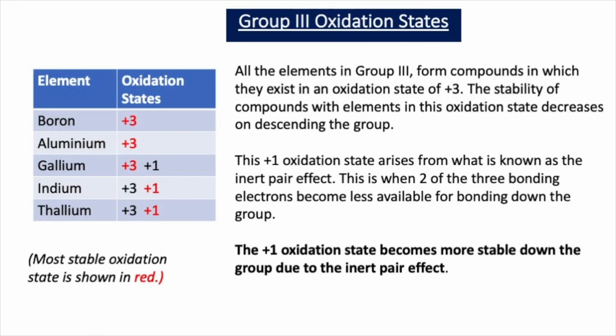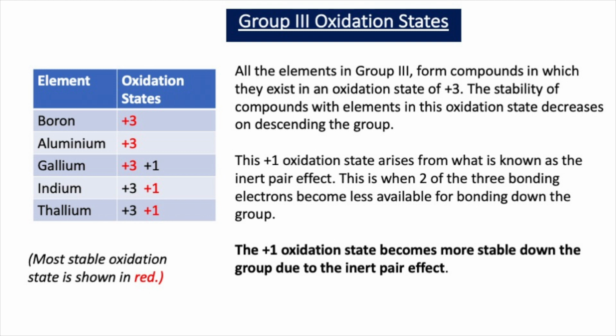Now, all the elements in group 3 form compounds in which they exist in an oxidation state of +3. The stability of compounds with elements in this oxidation state decreases on descending the group. The +1 oxidation state arises from what is known as the inert pair effect, and this is something that we've discussed previously when studying group 4. This is when 2 of the 3 bonding electrons become less available for bonding down the group. So the +1 oxidation state becomes more stable down group 3 due to the inert pair effect.